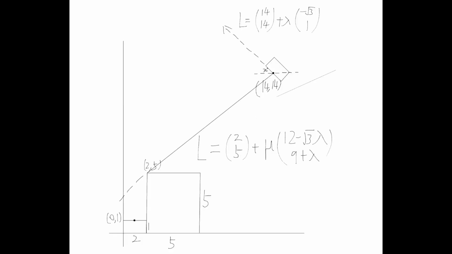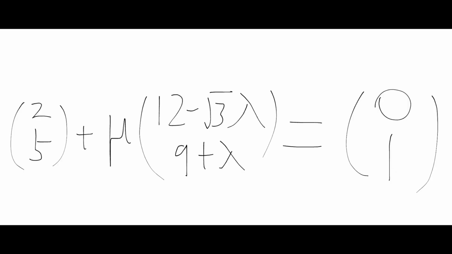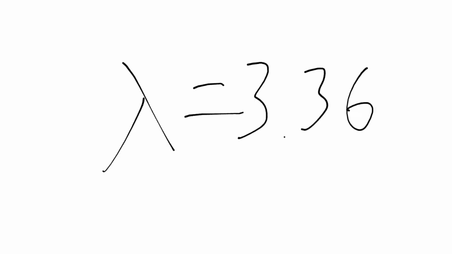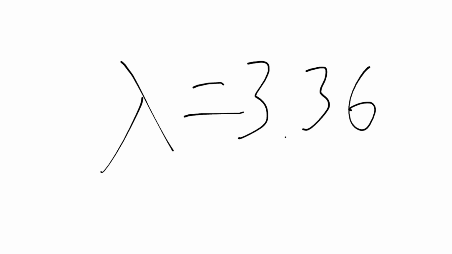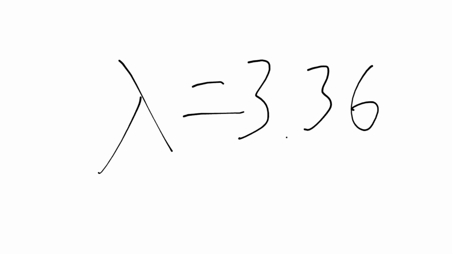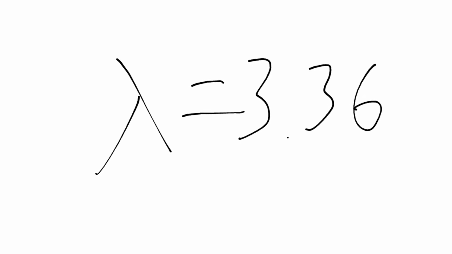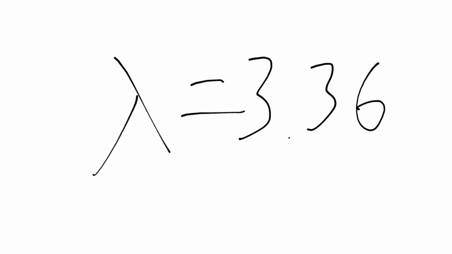Now we want to solve what value of mu, meaning how much the person peeks, would let him see the holder's shoulder first. Since the person is peeking at the left shoulder of the holder, which is 0, 1, we just equate the equation of the person's line of sight to its shoulder. By putting this into a numerical solver, we get that lambda equals 3.36, meaning that if the peeker peeks 3.36 units, the peeker would see the holder's left shoulder.